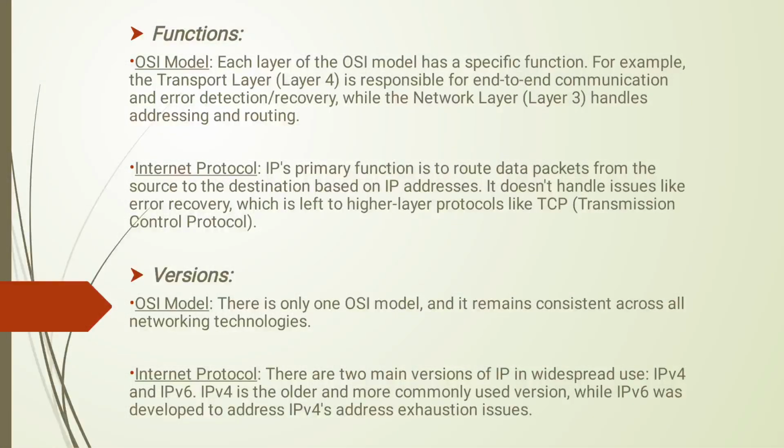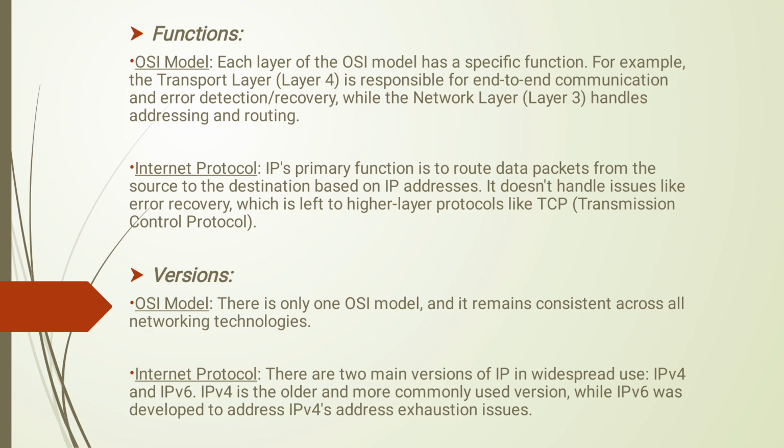And the functions. In the OSI model, each layer has a specific function. For example, the transport layer, which is layer 4, is responsible for end-to-end communication and error detection or recovery, while the network layer, layer 3, handles addressing and routing. With the Internet Protocol, IP's primary function is to route data packets from the source to the destination based on the IP addresses. It doesn't handle issues like error recovery, which is left to higher layer protocols like TCP, which stands for Transmission Control Protocol.